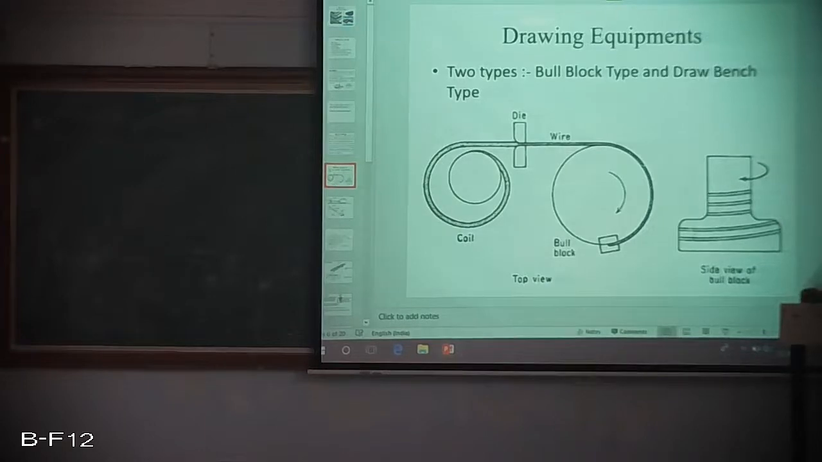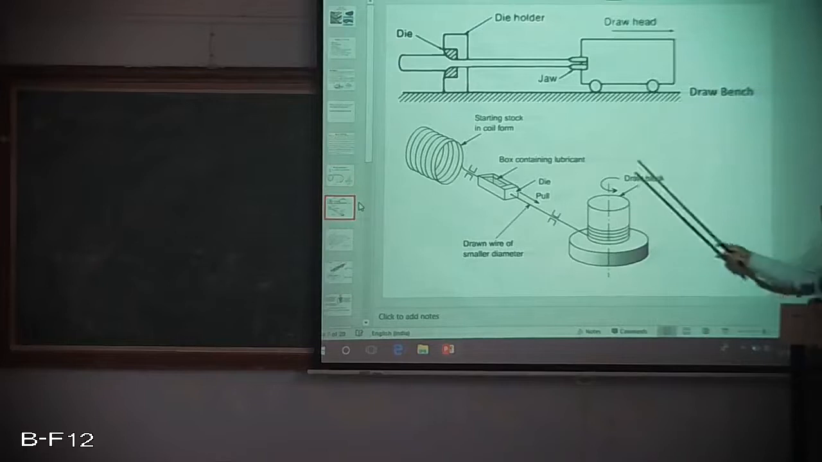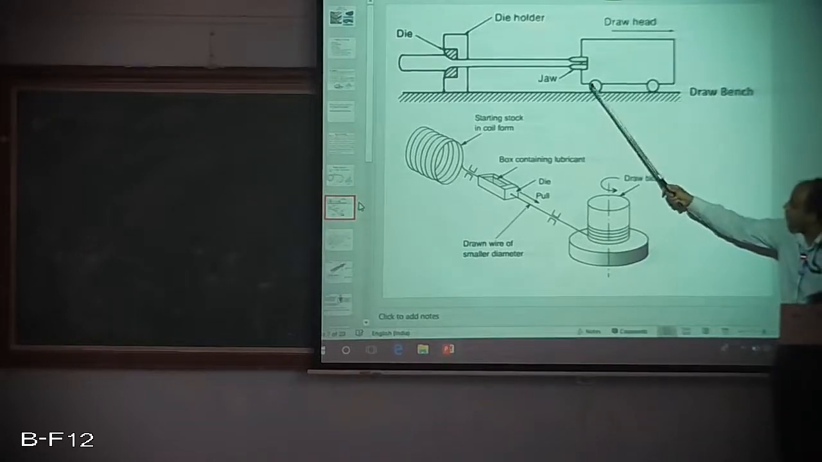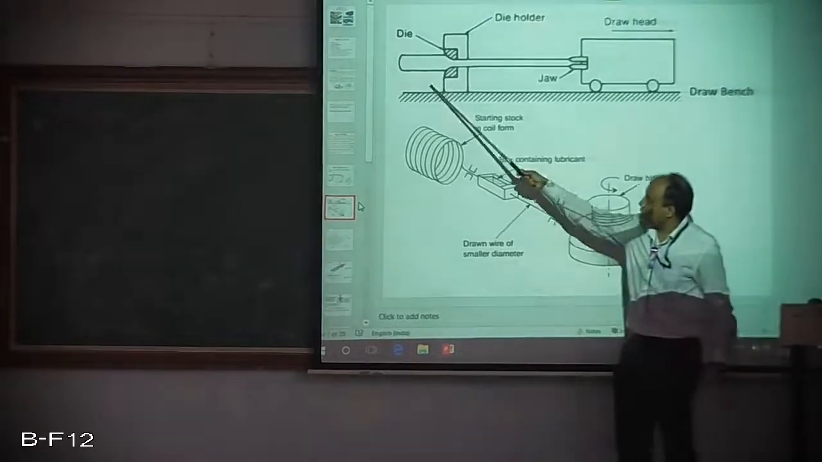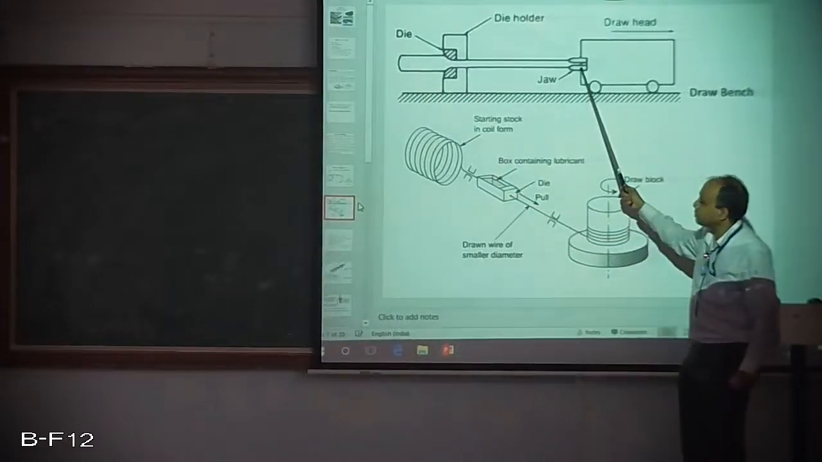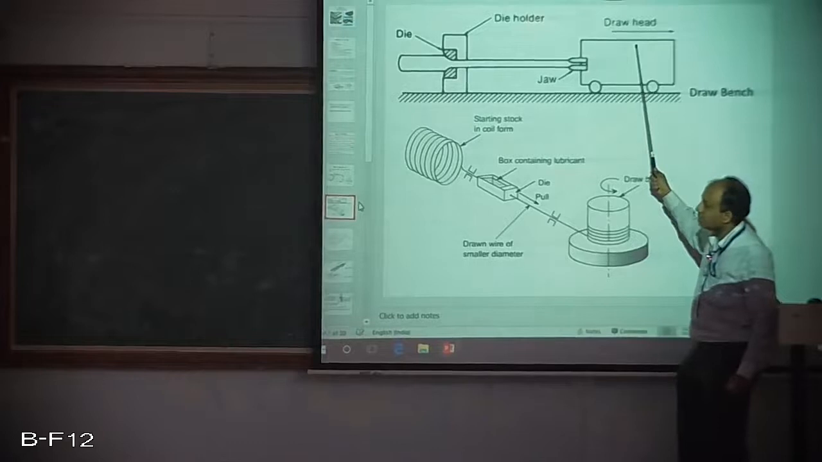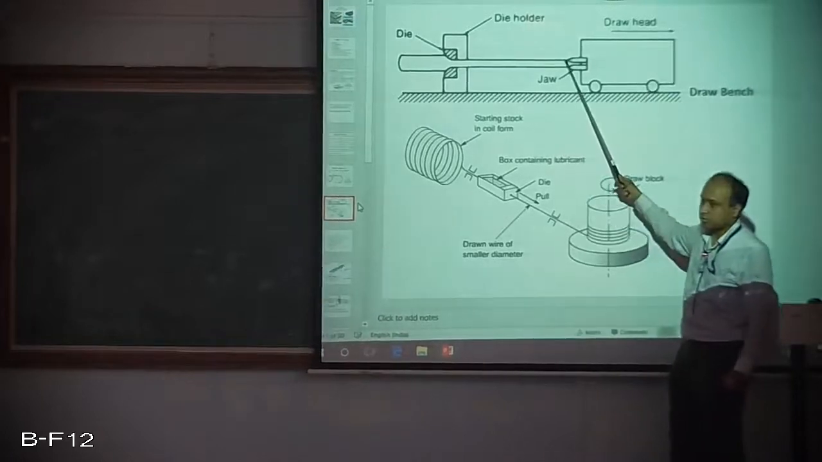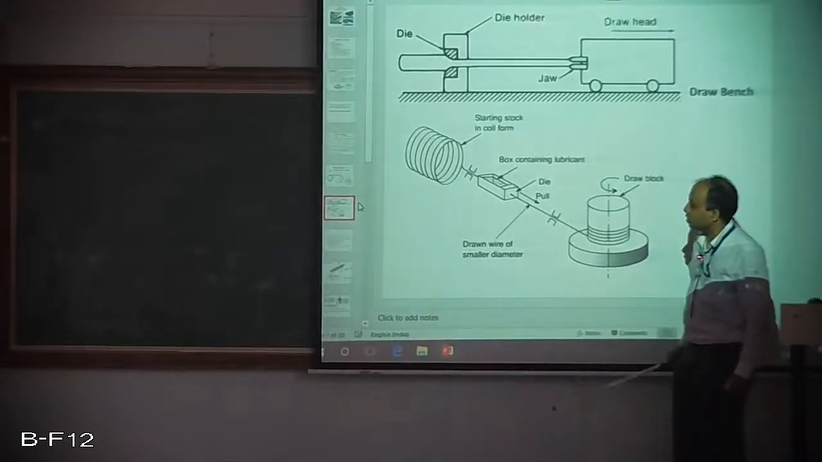It is your draw bench. This is the typical example for a draw bench. So there is the stock, the incoming material, and a die. It is being pulled here with the help of the draw head, so I will be getting the required product.